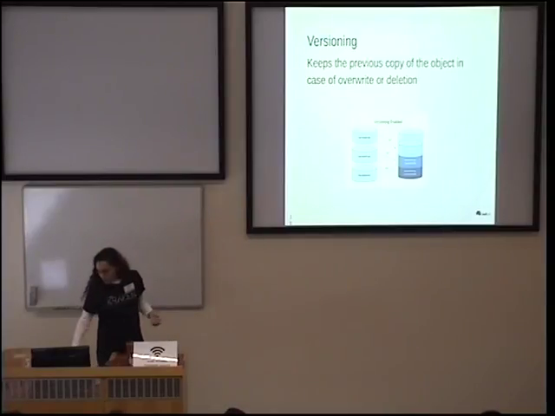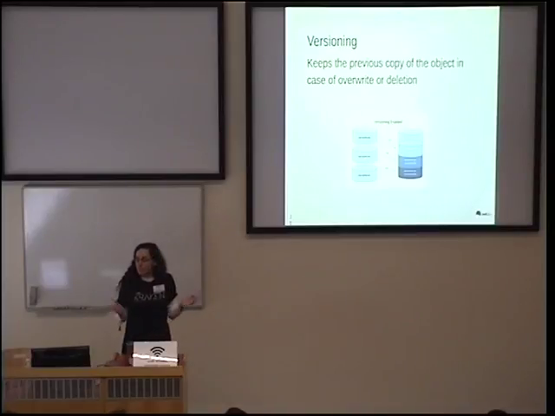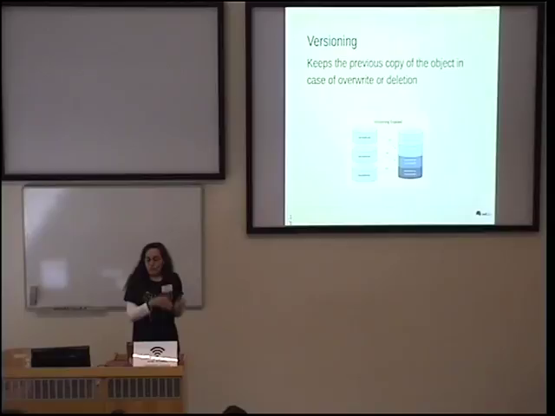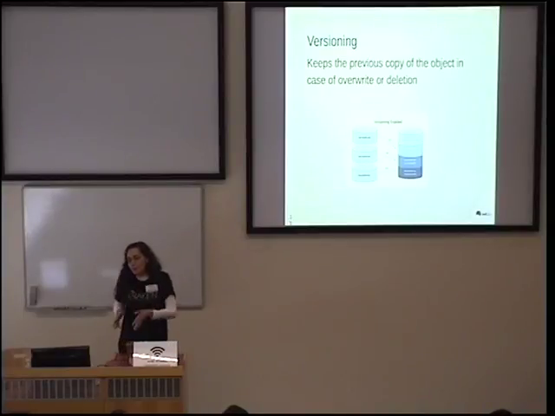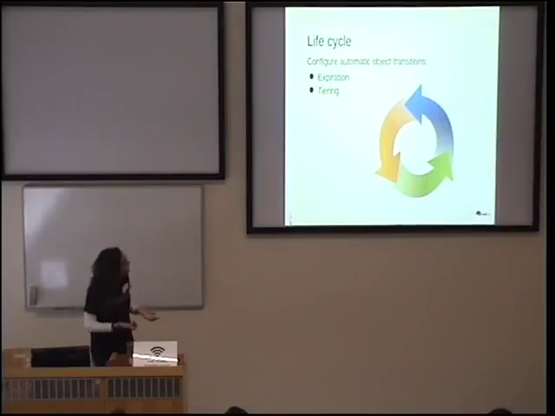But there's one problem in versioning. Anyone can guess what's the problem in versioning? Space, exactly. It takes space. Every time I write, let's say I want to write 1 giga, every time I write 1 giga, I'll have another 1 giga. So for that, we have lifecycle.